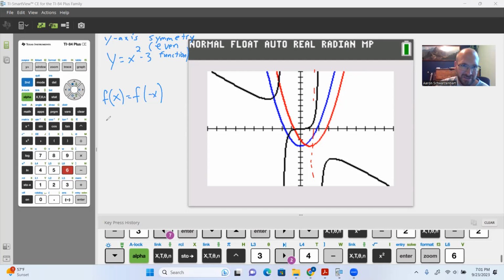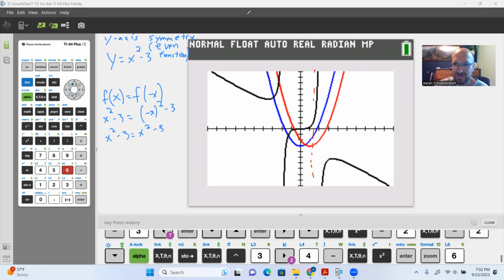So what does that mean? Means f of x is this. F of negative x means I plug negative x in for x. Well, that does equal, when I square a negative, I get a positive. So hey, those are equal. That is even.